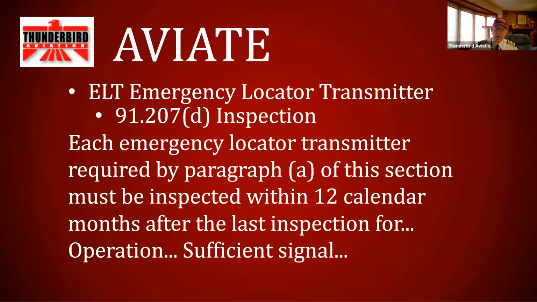As we go through this, because this is all talking about inspections, the most important section for the ELT is 91-207 letter D, which says that the emergency locator transmitter, the ELT, must be inspected every 12 calendar months. This inspection basically makes sure that it's operating correctly. I put a couple of things, that it has sufficient signal strength. Basically, what our guys do, since our ELTs are still the 121.5 kind, they turn the radio on to 121.5 and turn the ELT on, and they hear whoop whoop on the radio.